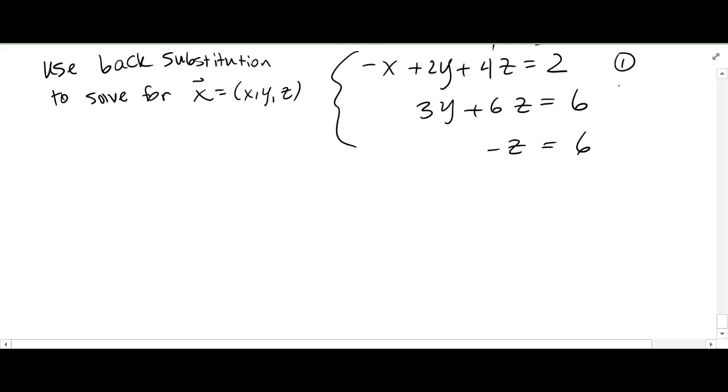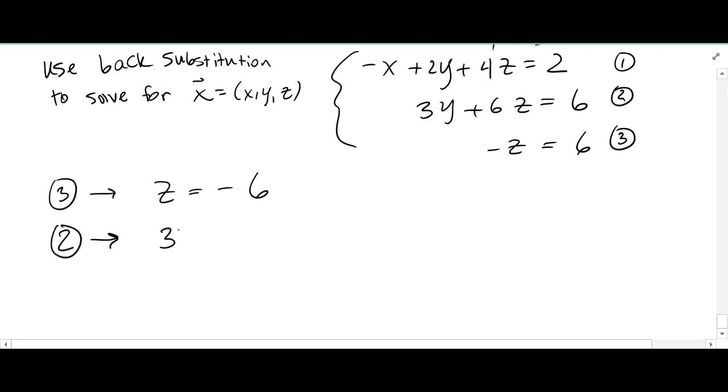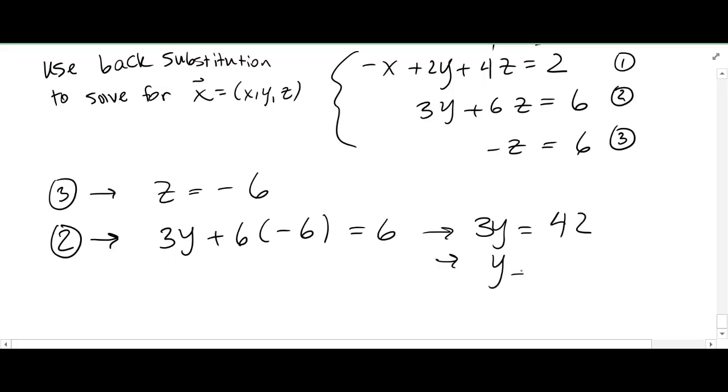So equation 3 says z is negative 6. Then if you take that and use it in the second equation, equation 2 says 3y plus 6 times negative 6 is 6. So 3y is 6 plus 36, which is 42. So y is 14. So that's y and z.